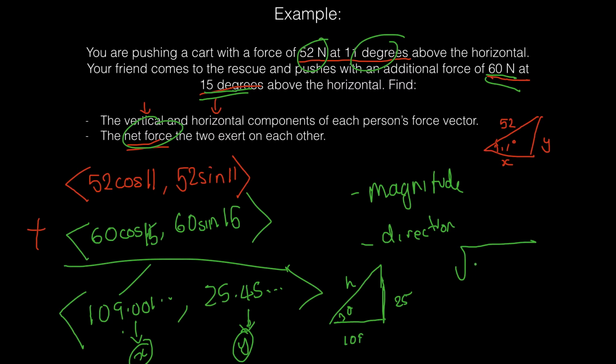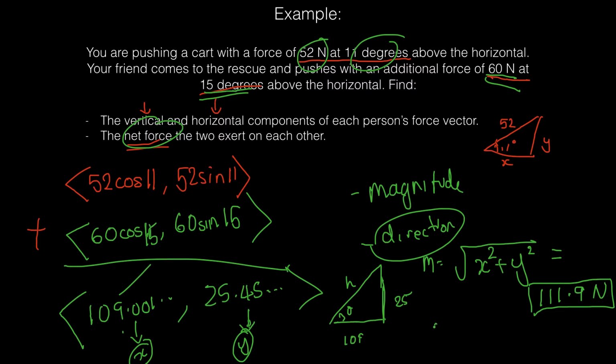So for magnitude, I'm going to get the square root of x squared plus y squared. That's going to be equal to 111.9 newtons. I'm not done yet. I need to find the direction of this vector, so I'm going to use theta. And what function relates these two sides to get you an angle? Well, it's going to be inverse tangent, okay?